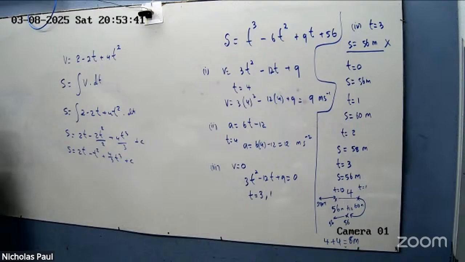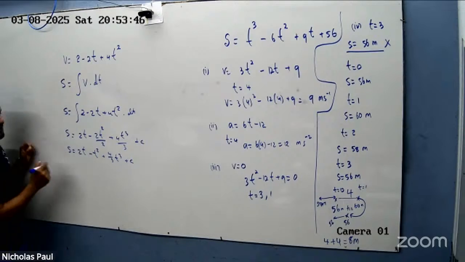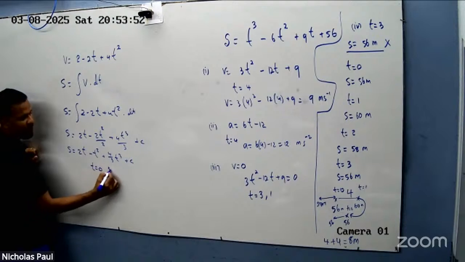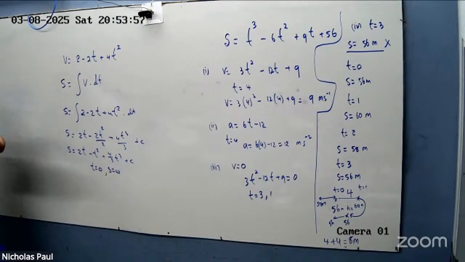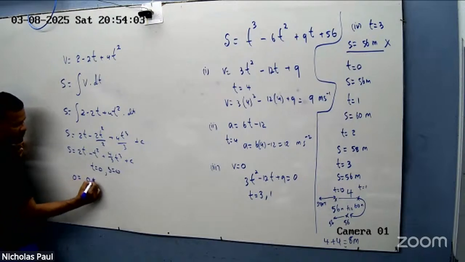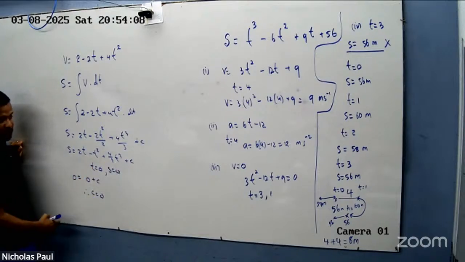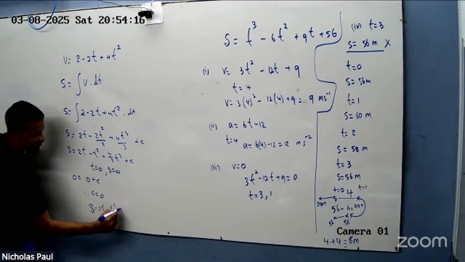Right? The problem with this is that we have a c. So we had to go back to the question now and see what they said. They said that it started at 0, which means that when t is 0, s would have been 0. The last example, we didn't start at 0. We started later on. So now you plug in s is 0. You'll get 0 here plus c. So c is 0. You're plugging in 0 everywhere. So the equation is s is equal to 2t minus t squared plus 4t cubed over 3.